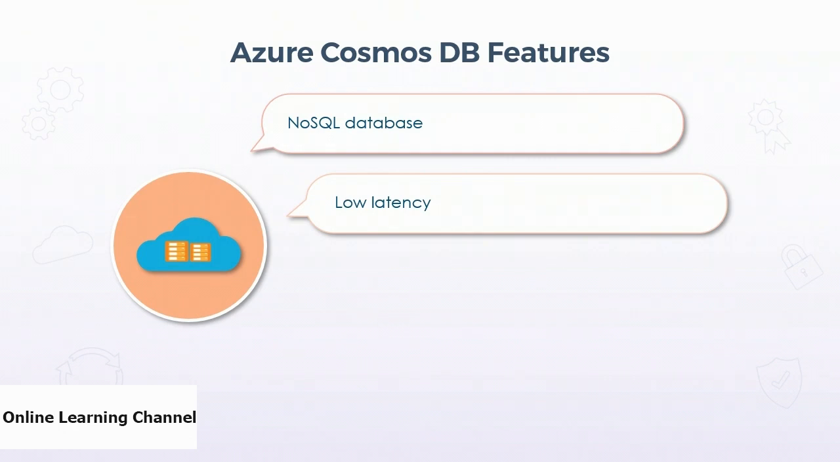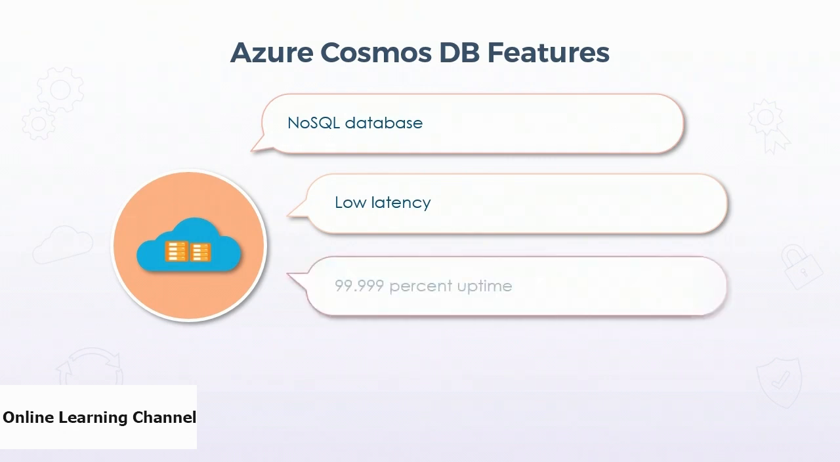And from a usage and criticality perspective, Cosmos DB's 99.999% uptime means that you never have to worry about the database being offline. Or at least Microsoft is guaranteeing that there will be no unplanned downtime greater than 5 minutes per year total.